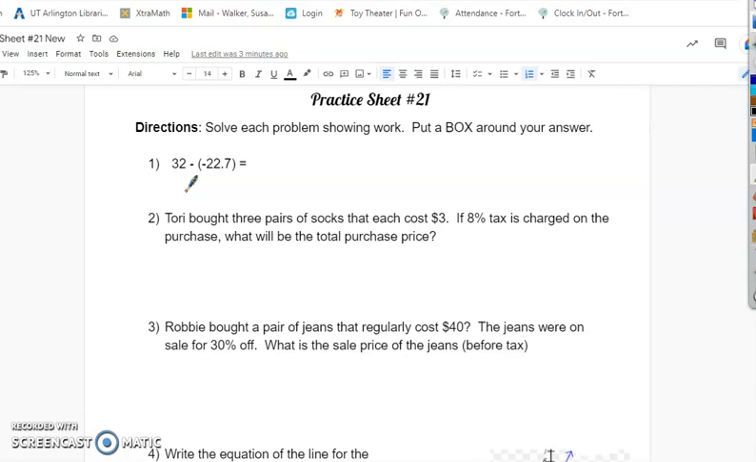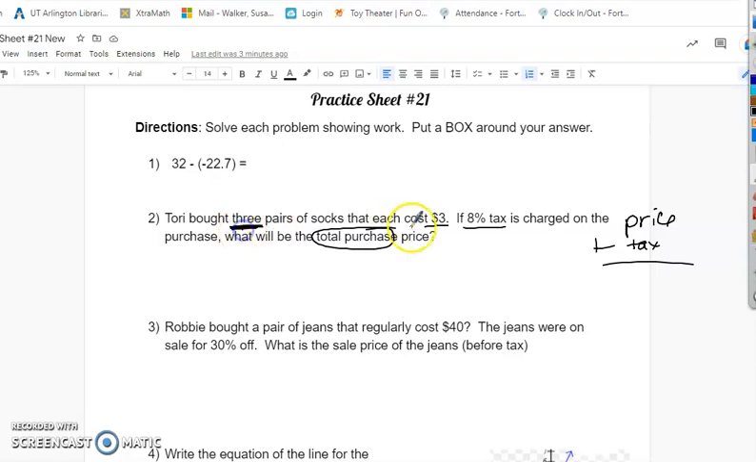Number 2 says Tori bought 3 pairs of socks that each cost $3. If 8% tax is charged on the purchase, what will be the total purchase price? Total purchase price means the price plus tax. As you can tell, I underline this because this is something easy to miss.